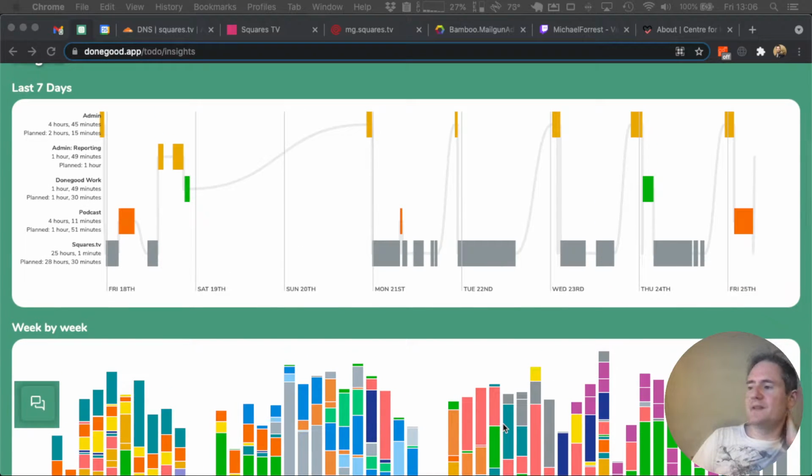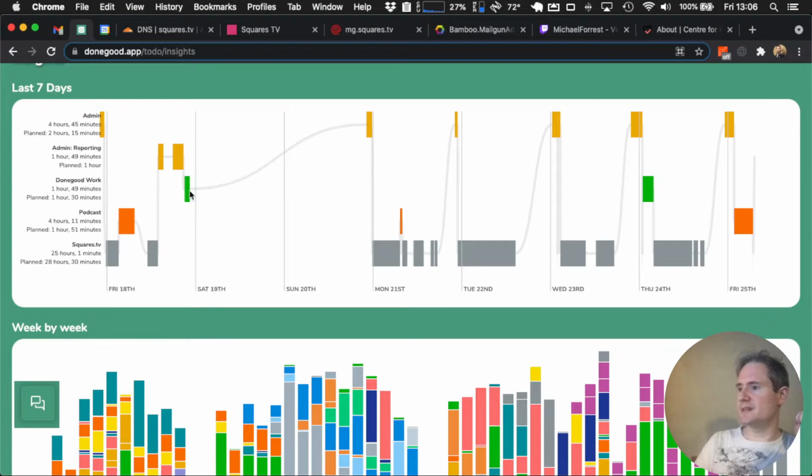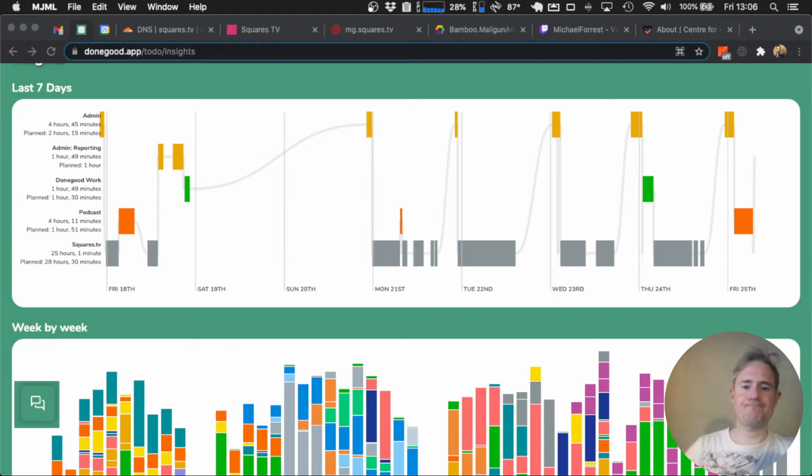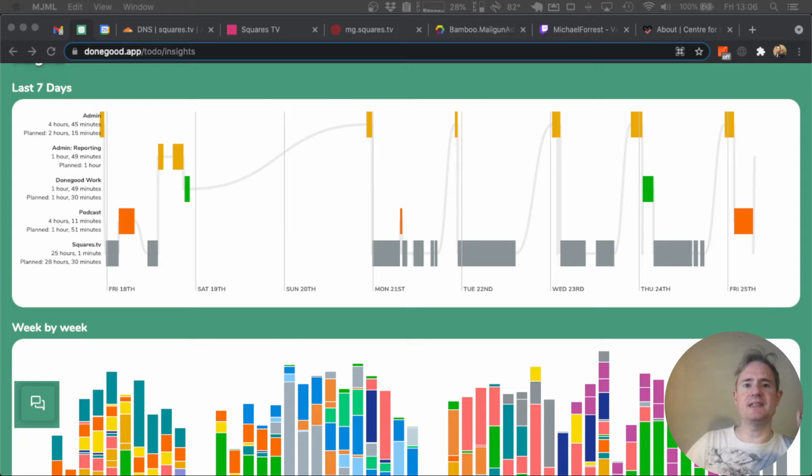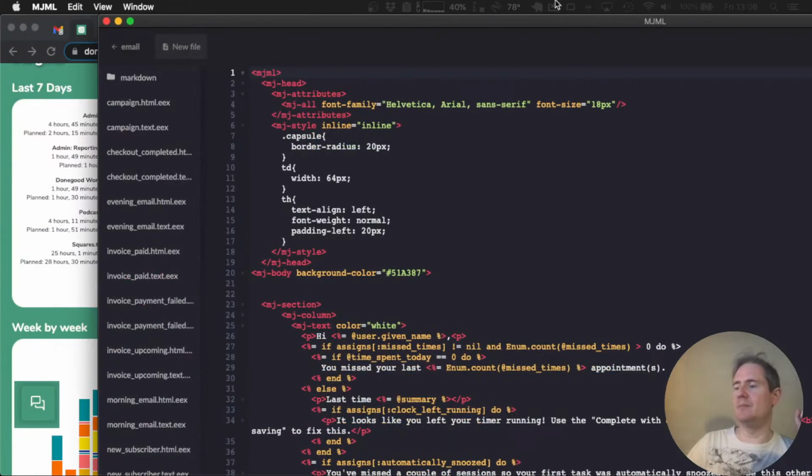I am going to do them from small to big, I think. So, start off with Done Good work, these misaligned emails. Once again, I come into this very unprepared. What I wanted to do is, basically, these Done Good emails were looking bad.